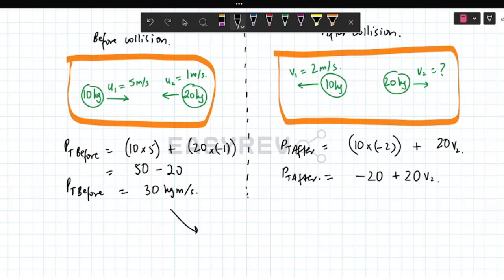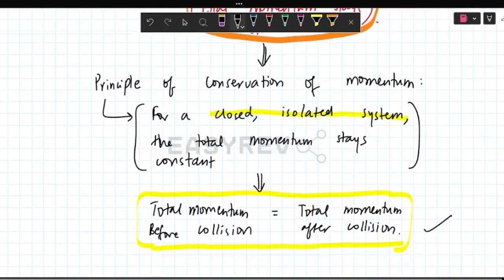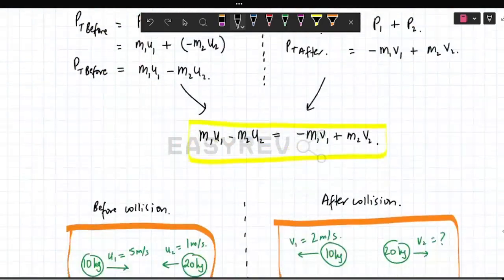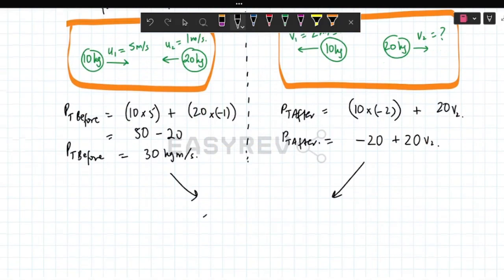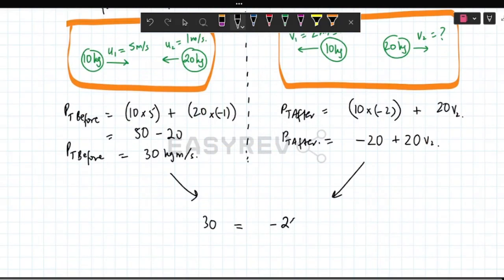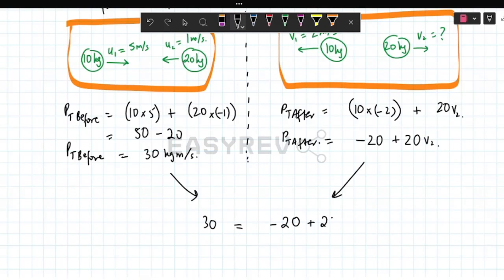And why can we do that? Because we know that the principle of conservation of momentum holds. You know that the total momentum before collision, which is 30, should equal the total momentum after collision, which is minus 20 plus 20 times v2. Now it's just a matter of solving for this unknown.